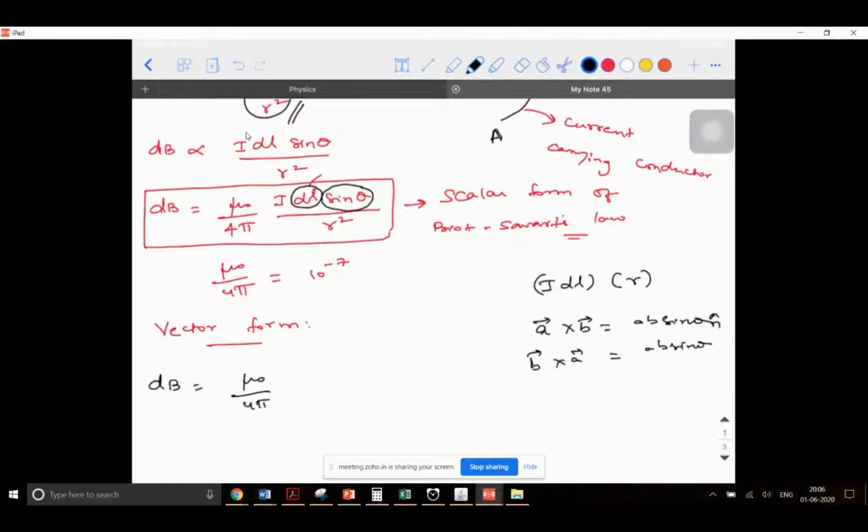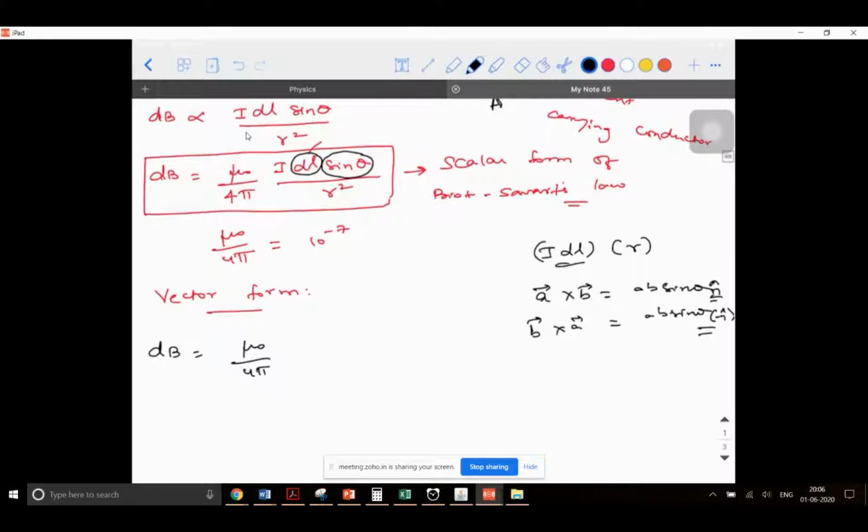If you're doing the cross product, you should write it as AB sine theta, and include a normal vector which is perpendicular to both A and B vectors. If here it is n cap, here it will be minus n cap. They both are in the opposite direction. That is why A cross B is not equal to B cross A. In a similar way, I can write DL cross R either as DL vector cross R vector or R vector cross DL vector. I can write in both the forms, but we need to choose which one is right.